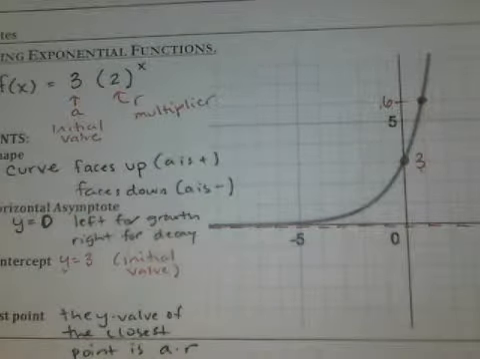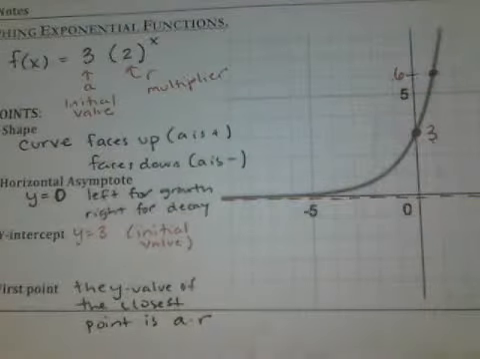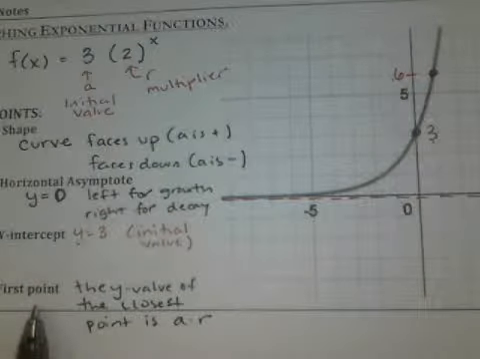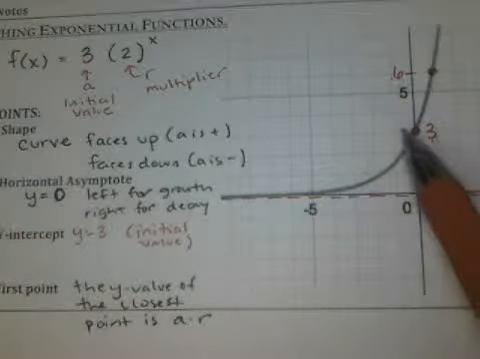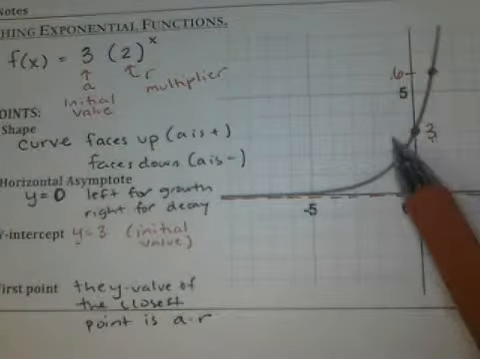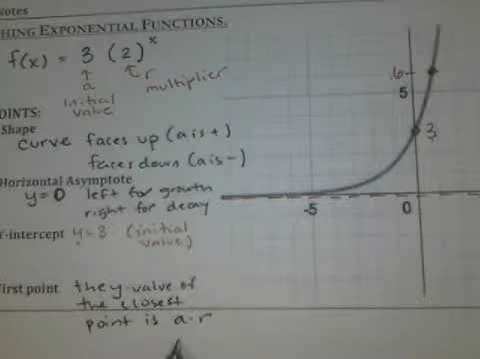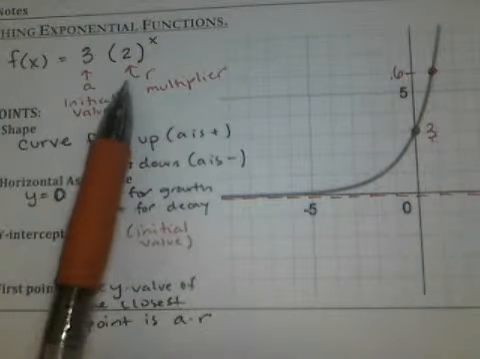The last thing you're going to want to notice is you will need to find what I'm calling a first point. A first point is a point that's very close to the y-axis. In fact, it's exactly 1 unit to the right or the left. This first point is going to help you figure out what the r is.